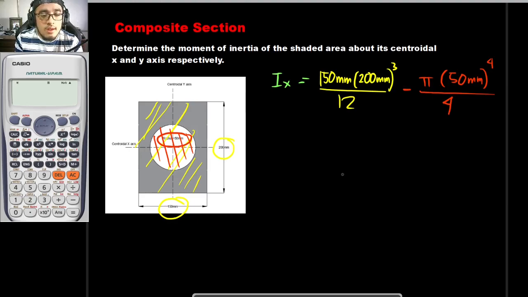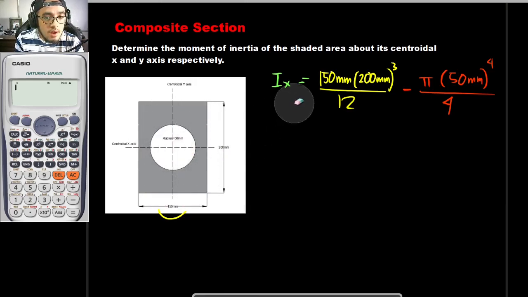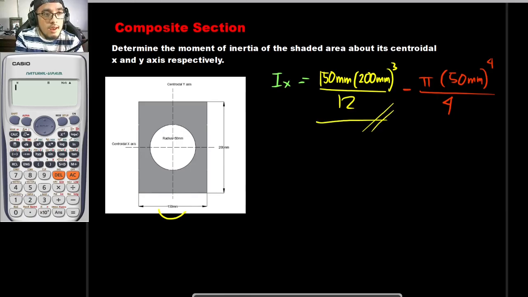So do we need a transfer formula here? Basically we don't, because the centroid of the rectangle, which is this yellow portion right here, and the centroid of the circle, which is this, coincide with your centroidal axis. So if you are to add plus A d squared, the value for your d is equal to 0. So this would just simply cancel out.